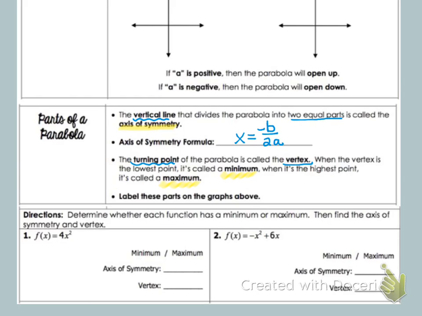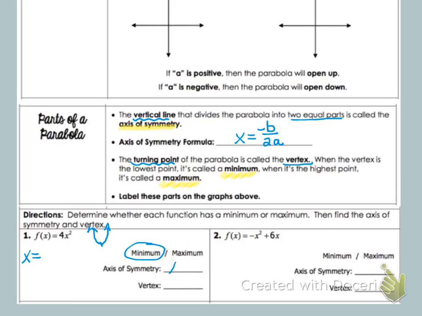So this first one, number 1, f of x is equal to 4x squared. Well, first of all, we know this is a parabola that's going to open upward. It's going to look like this because the a is a positive number. So that means the vertex is going to represent a minimum value, right? Because it opens up, that's the lowest point it ever gets to. So now finding the axis of symmetry.